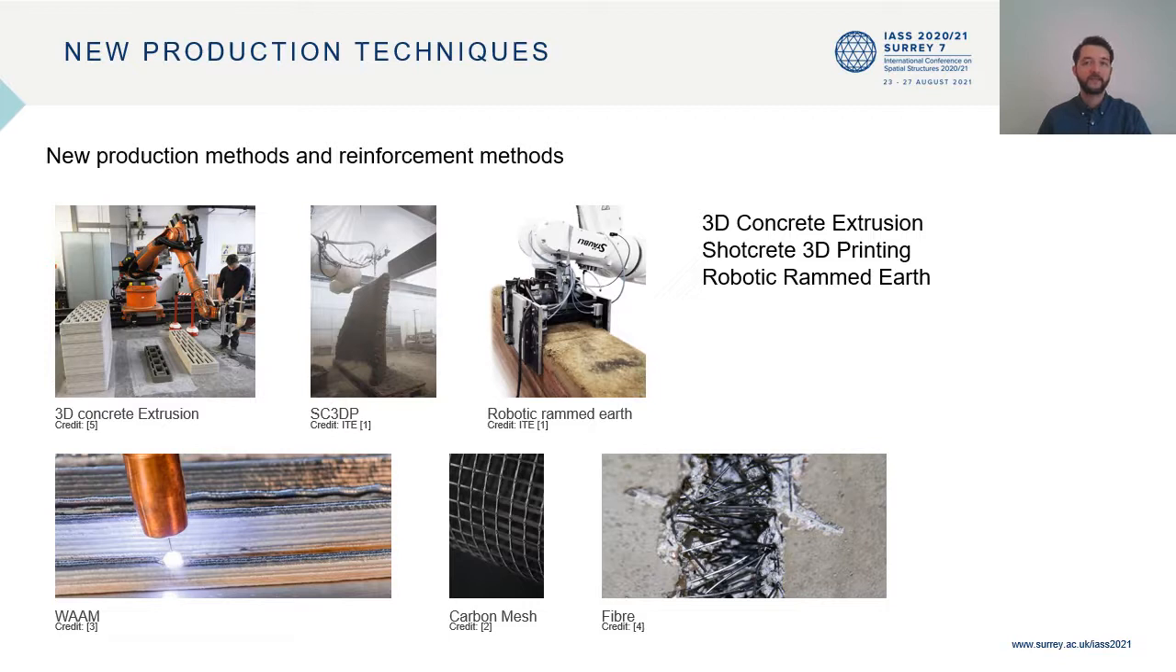But with the development of new production methods and reinforcement materials, also the calculation has to be rethought. Here we can see, for example, as a new technology, the 3D concrete extrusion, shotcrete 3D printing, or the robotic rammed earth construction. And as reinforcing materials, the wire arc additive manufacturing, carbon mesh reinforcement, or fiber reinforcement.